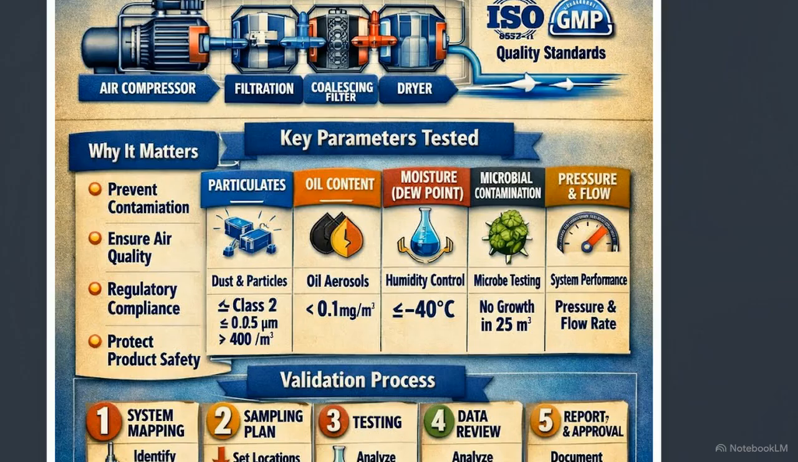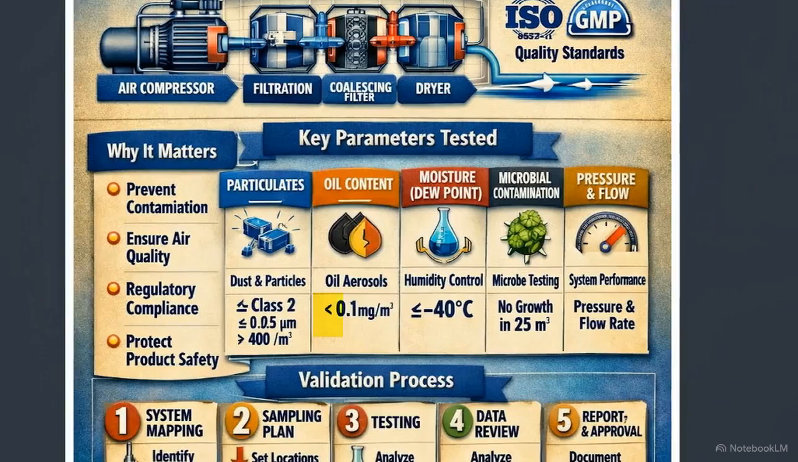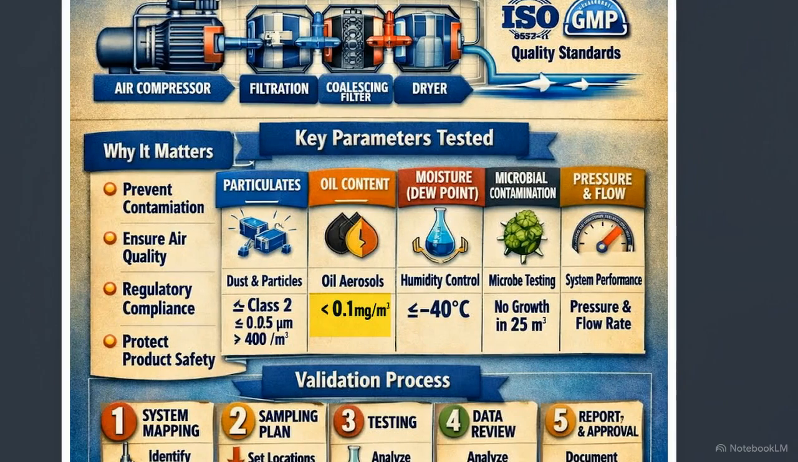This chart outlines the specific parameters tested to ensure air quality. To comply with ISO 8573-1, we measure 4 main variables: particulates, oil content, moisture, and microbial contamination. Physical and chemical contaminants have strict quantitative limits. Particulate matter must be filtered to Class 2 or better, meaning less than 400 particles per cubic meter at 0.5 microns. Similarly, total oil content must not exceed 0.1 milligrams per cubic meter to prevent oily residue from coating the equipment.